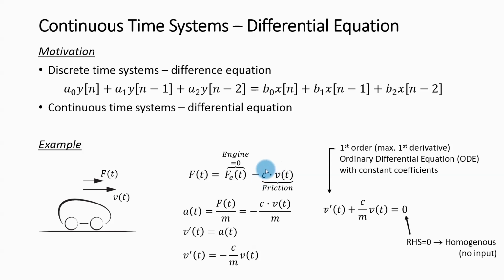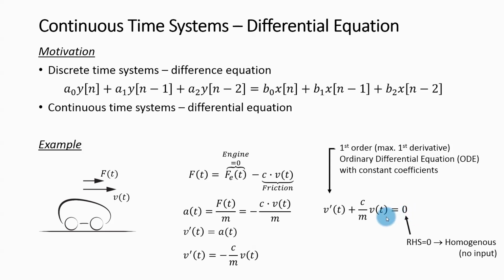Now, to describe the movement of the car, I need to use the simple equations of motion. By Newton's law, the acceleration is given as the force divided by the mass of the car, and when I substitute for this force, I get this. Now, the derivative of the velocity is acceleration, and when I substitute acceleration here, I get this. In this equation, I will put all the terms with speed to the left-hand side, and that gives me this equation. This is the so-called differential equation.